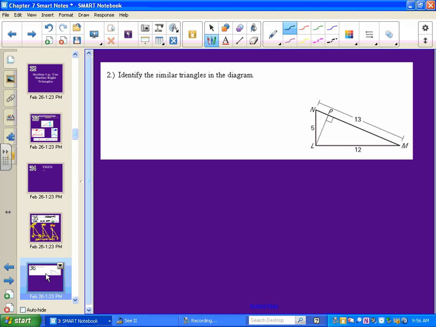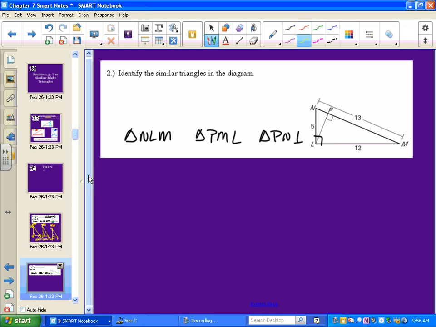The triangles in the picture are triangle... Now this angle NLM, it's not marked, but that's a right angle right there. So we have triangle NLM, that's our original, triangle PML, and triangle PNL. Now looking at drawing these and separating them, I always think it's a good idea to separate these triangles because it's the easiest way I find to find those corresponding angles to make sure you write your similarity statement correctly.